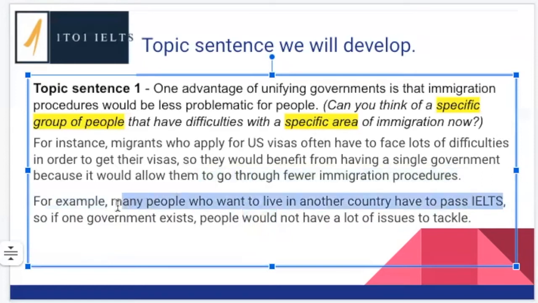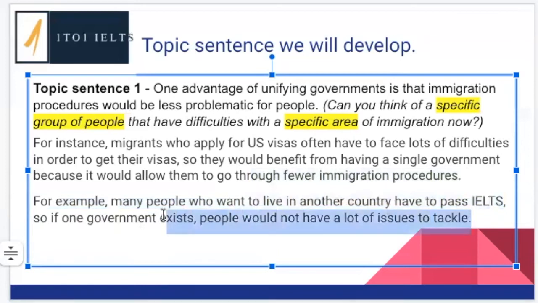But looking at this, so this is talking about IELTS. If one government exists, people would not have a lot of issues to tackle. Is this connected to IELTS? So Rajat says, yeah, not relevant. So how can we make it a bit more relevant? So the problem is this language is too vague. They have lots of issues. What are these issues that they don't have to tackle?